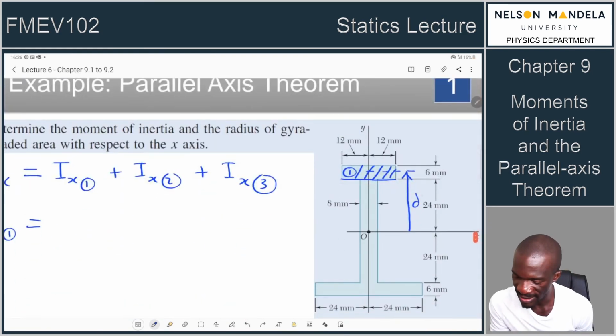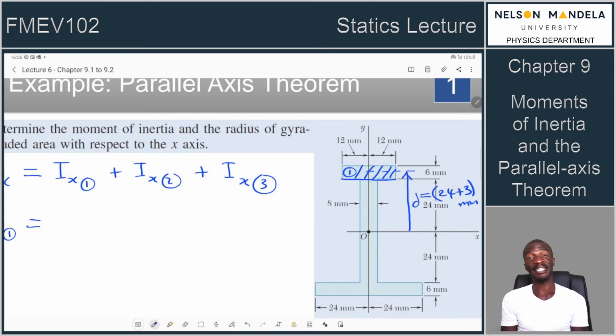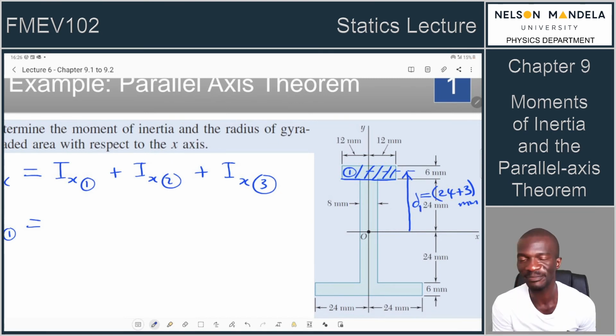And we can tell that this d is equal to what? It's equal to this 24 millimeters plus half of 6, that would be 3 millimeters. So this is in millimeters. Now we have the d, d for area number 1.